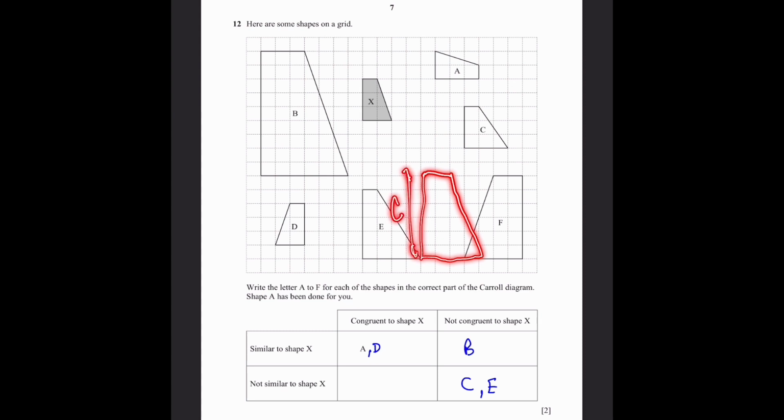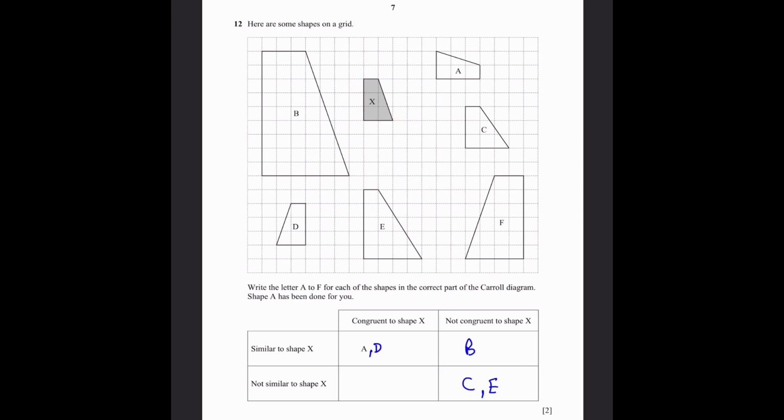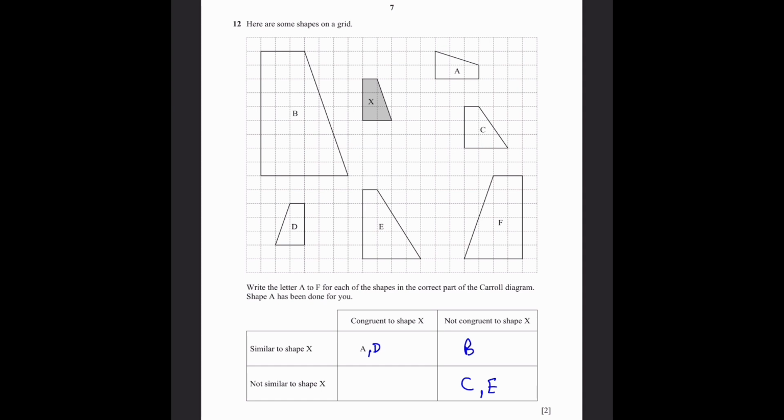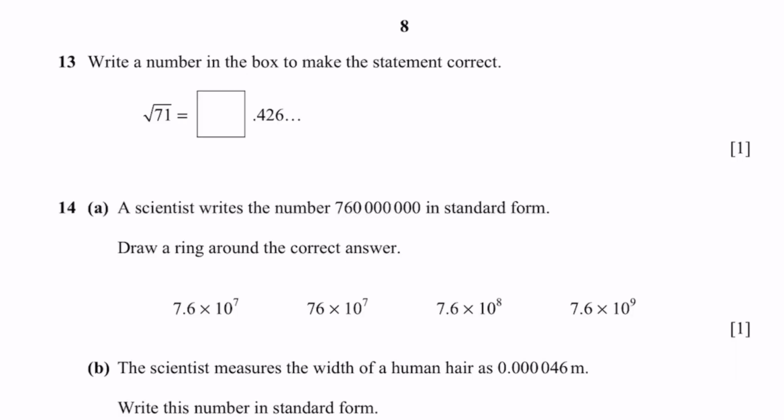This length is 6. The corresponding length here is 3. Multiply by 2, we get 6. Now this length is 2. This length is 4 units. Multiply 2 by 2, we get 4. You multiply by the same thing to get the lengths here for shape F. It doesn't matter if it's reflected or not, but if you have the same scale factor of multiplication to get it, that means it's similar. So shape F comes over here. That's the answer.